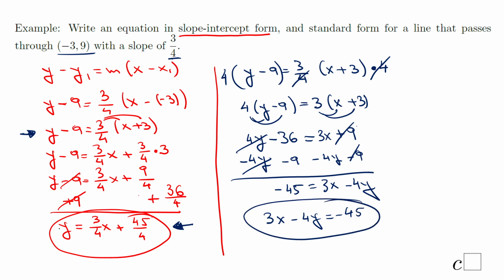Standard form, slope-intercept form, and this one is the point-slope form. You see now all three forms of the same equation, of the same line that goes through negative 3 and 9 and has a slope of 3 over 4.